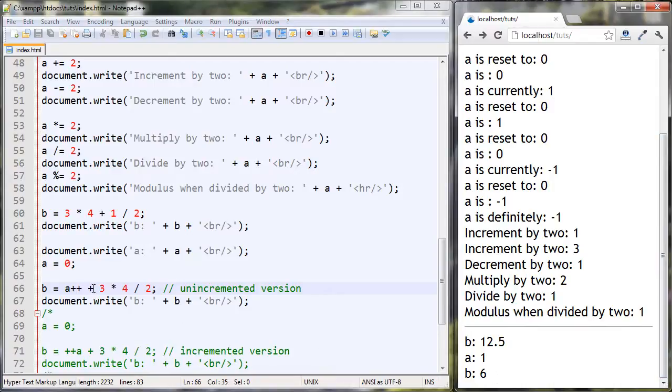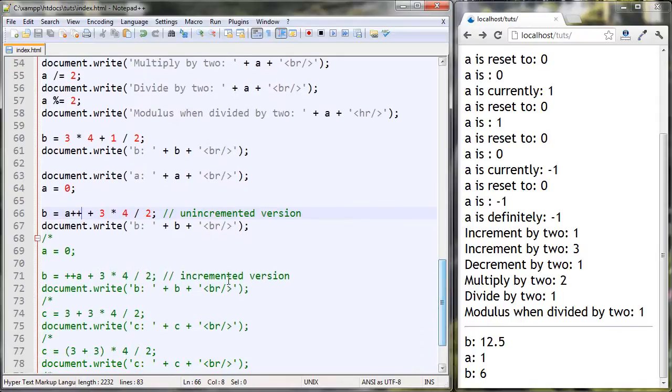So if we think about what happened here, we have a multiplication thing here. So 3 times 4 is 12. Divide by 2 is 6. Plus 0. Okay? That's why we got a 6.